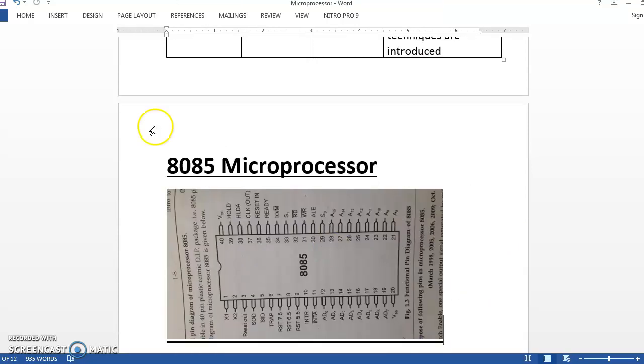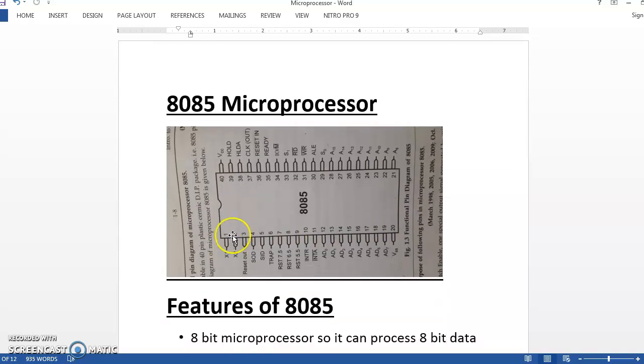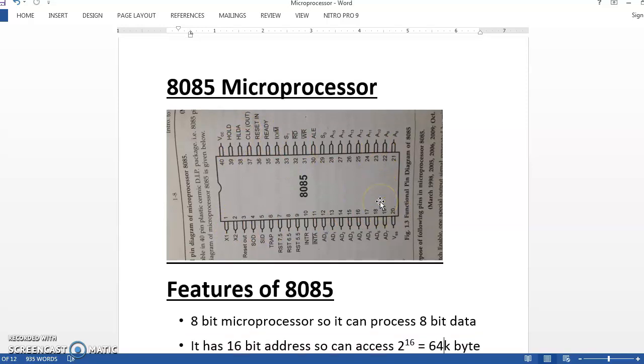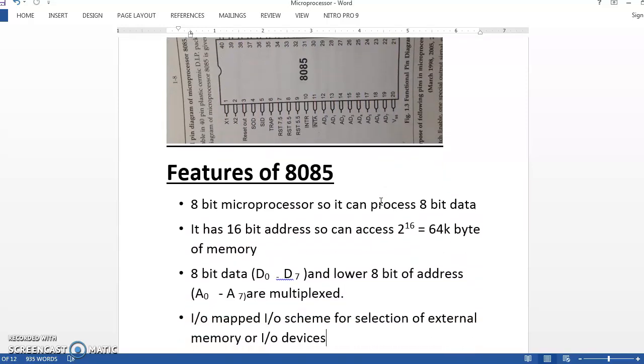Now we will go to the 8085 microprocessor. This is how your 8085 microprocessor looks. It is a 40 pin IC. This is your pin number 1 to 20, 21 to 40. So it is a dual in line package, two lines are there. What are the features of 8085? We will briefly see the features of 8085 and how they are used. Right now we are seeing the features in brief.